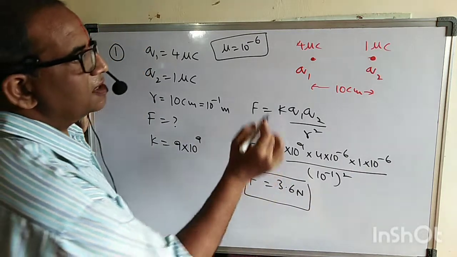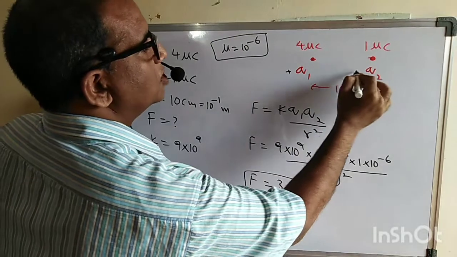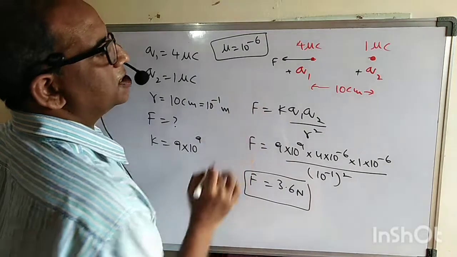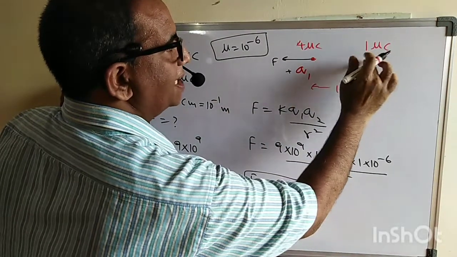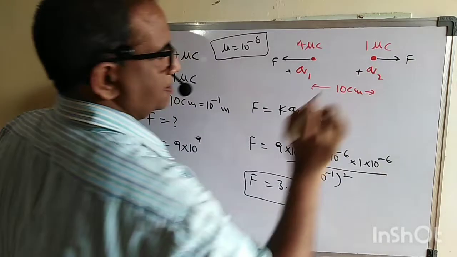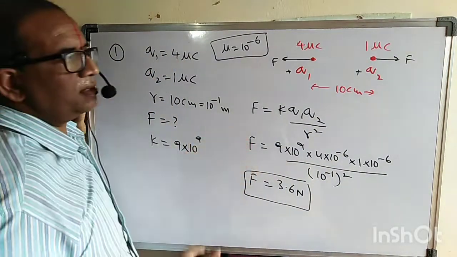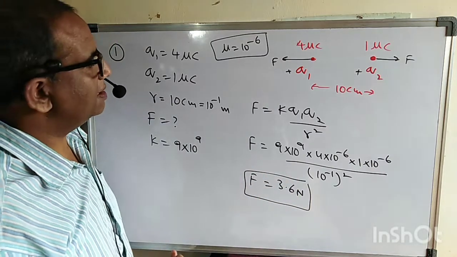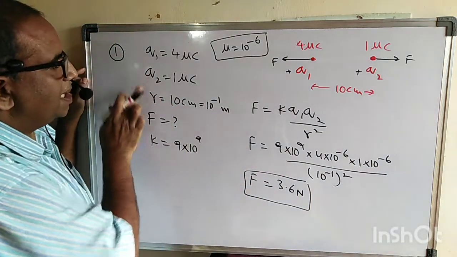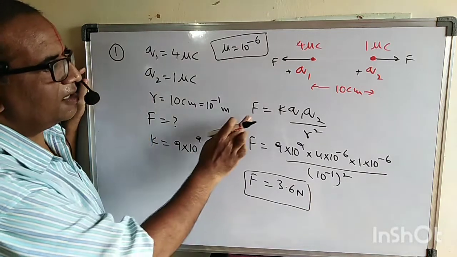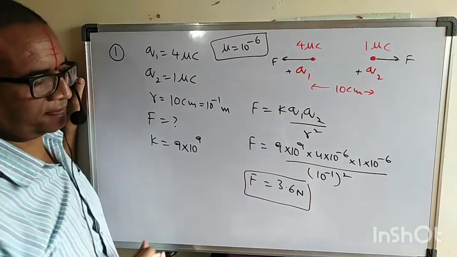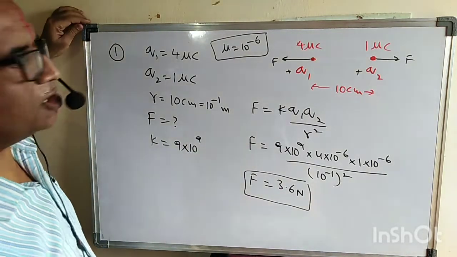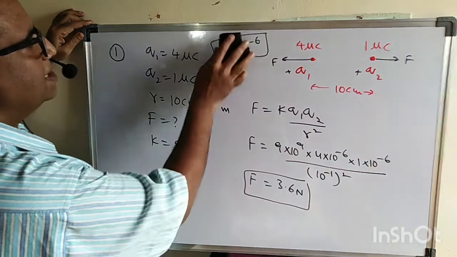Suppose these two charges are positive. The same 3.6 Newton force is acting in this direction, and the same force is also acting on Q2 in the opposite direction. It's a simple and direct problem. First we'll start with simple and direct problems, then we'll do complicated problems. Here they gave two charges separated by distance R, and the force is K Q1 Q2 by R square. Have you understood this? You can pause and note down the points, then see carefully here.